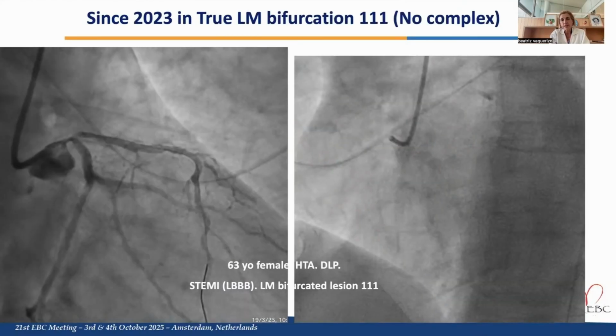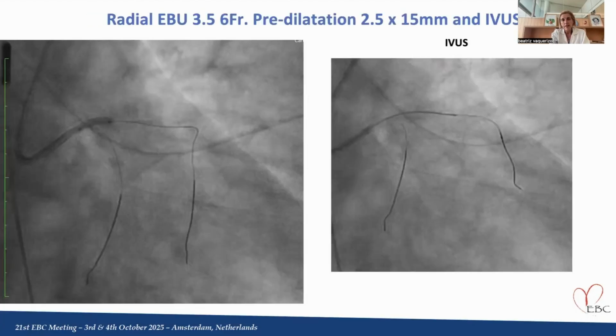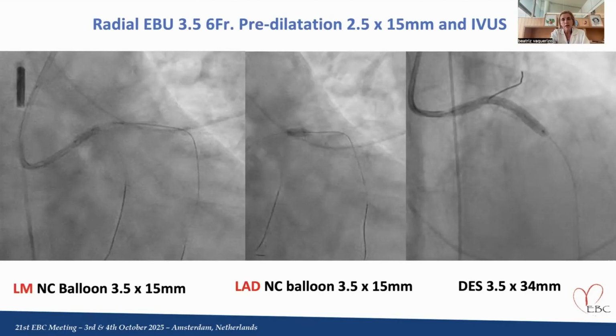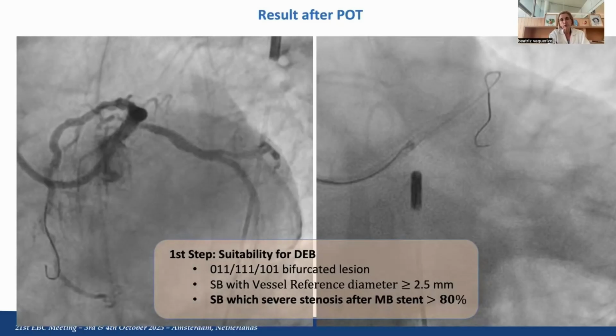You can see this is a STEMI patient with a left main bifurcation lesion. We crossed with a wire and then we implanted a balloon pump because the patient wasn't stable. I cannot show you the IVUS imaging because we lost it, since it was the portable machine. I'm not sure it was safe, but we pre-dilated with a small balloon. And then according to the IVUS, we chose a bigger balloon and then we implanted a long stent, left main to LAD. We performed a POT, then we repeated IVUS and we realized that we needed a bigger balloon for the left main.